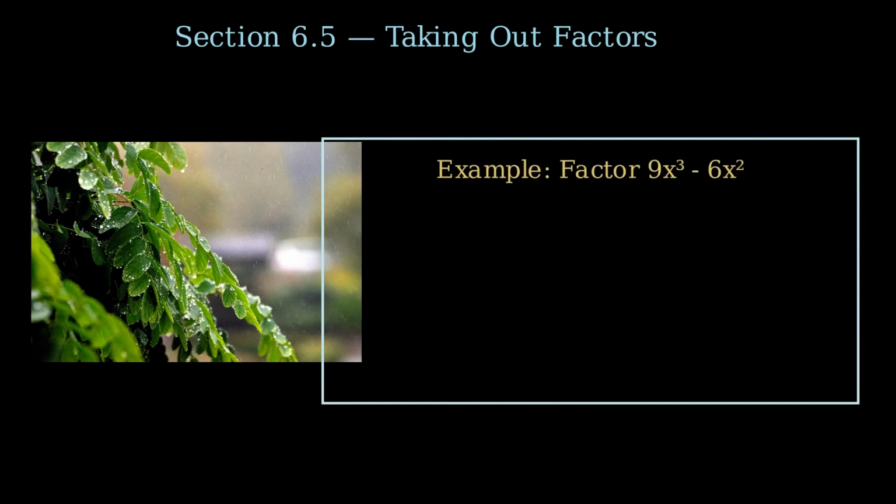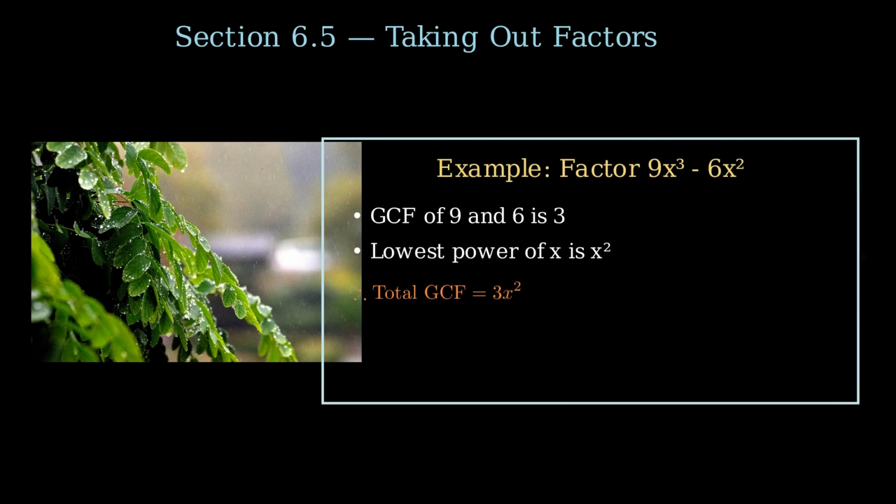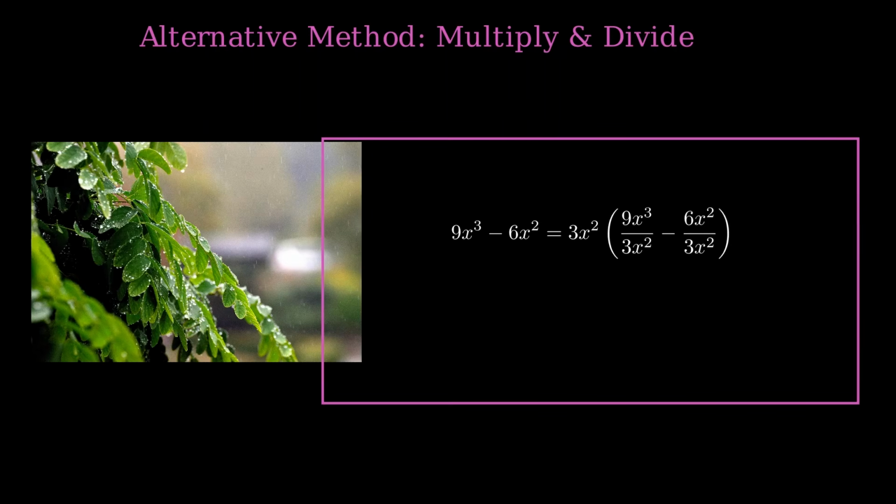Let's look at an alternative method for taking out factors. We will factor the expression 9x cubed minus 6x squared. First, let's find the greatest common factor of the coefficients and the variables. Now, to rewrite the expression, we multiply and divide the whole terms by our greatest common factor, 3x squared. By doing this, we factor out 3x squared, leaving 3x minus 2 inside. This is our final factored expression.